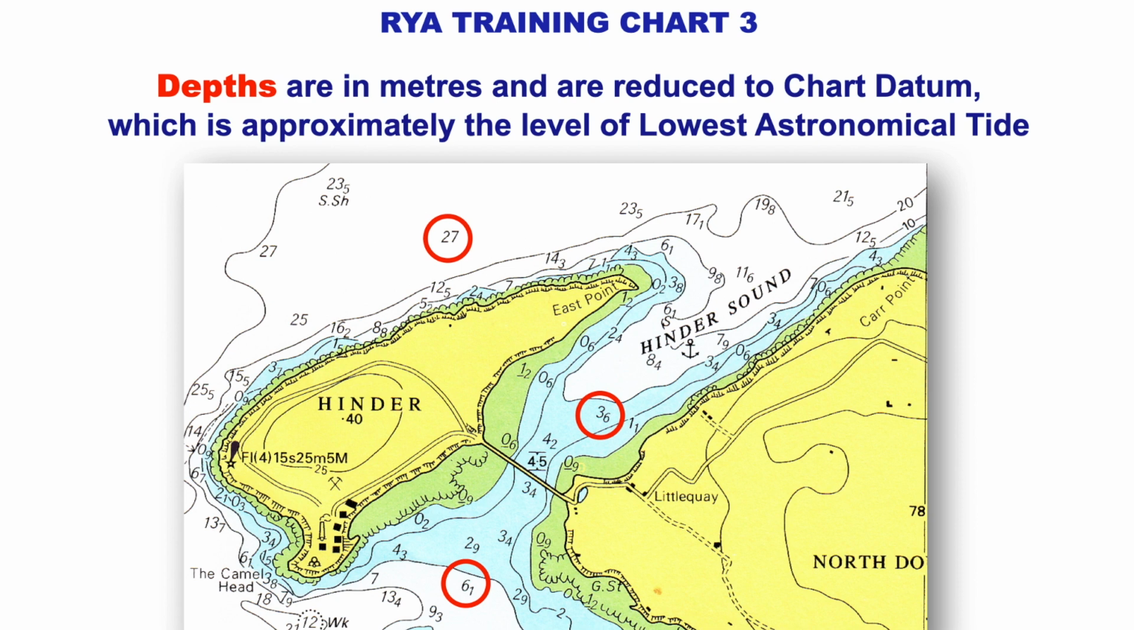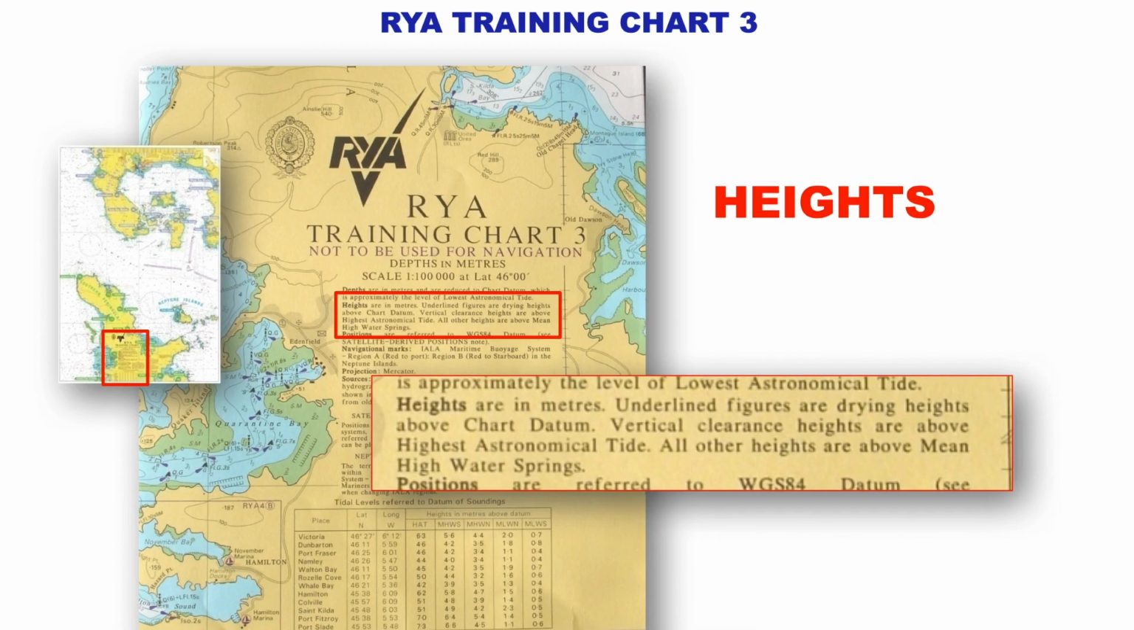So if we look here, very low tide, we can see 27 in the white area circled, that's 27 meters. 3 with the 6 beside it is 3.6 meters, and the 6 with the 1 beside it is 6.1 meters. So it shows you the depth. When we work out the height of the tide, we add the height of the tide to these numbers. Heights are in meters. If it's underlined figures, it's a drying height above chart datum, vertical clearances and heights above highest astronomical tide.